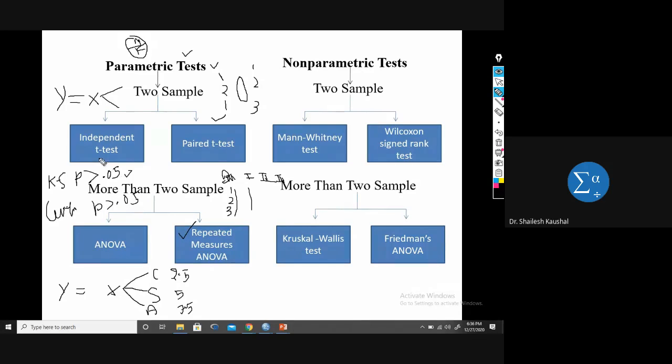So before applying any test, either independent t-test, paired t-test, ANOVA, or repeated measures ANOVA, we estimate the normality and homogeneity of our data. If my data is normal as well as homogeneous, then we can use independent t-test, paired t-test, ANOVA, repeated measures.